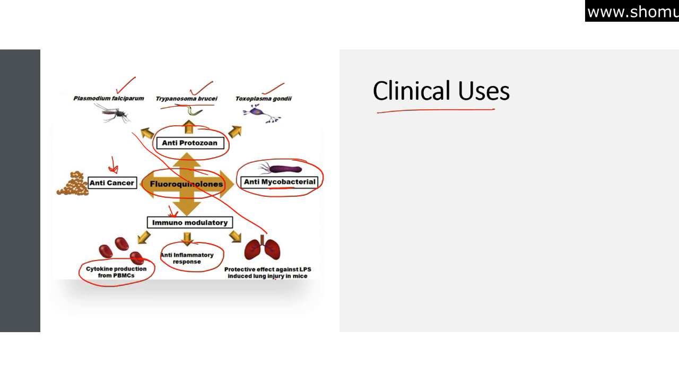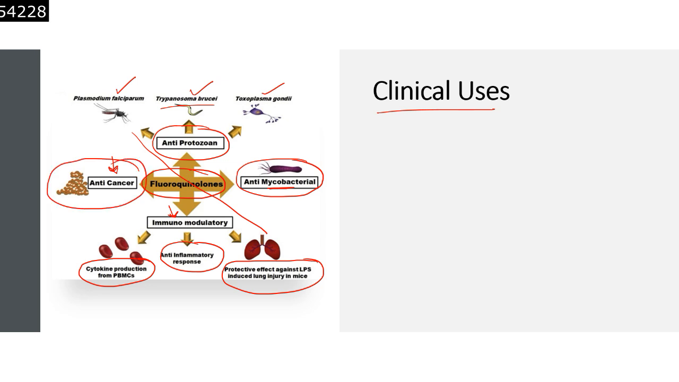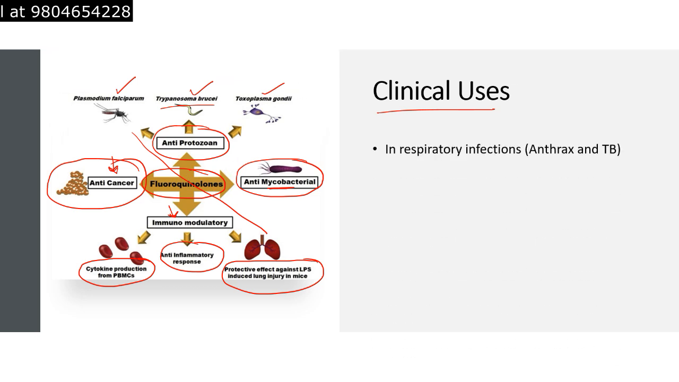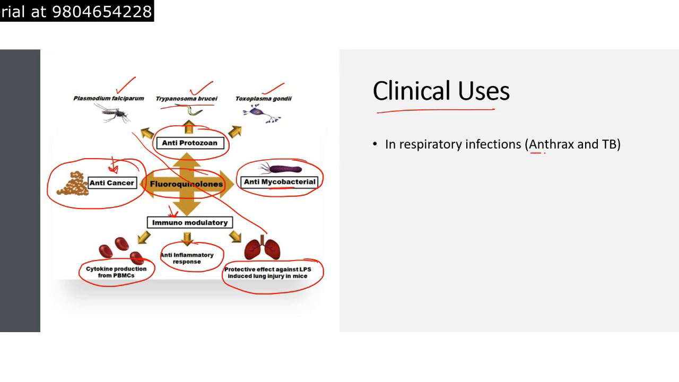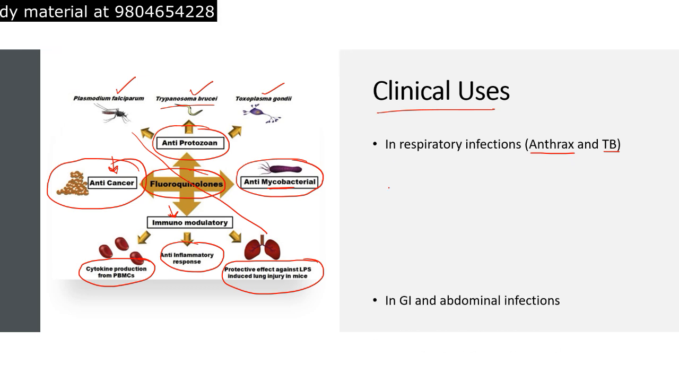It is also effective against LPS induced lung injury in mice. So fluoroquinolones act as an immunomodulatory drug, they can act as an anti-cancer drug, and apart from that they obviously have the antiprotozoal and antimycobacterial activities. Okay, so for clinical activity in respiration, we can use it in anthrax and TB. Both are equally important diseases where we can use it.